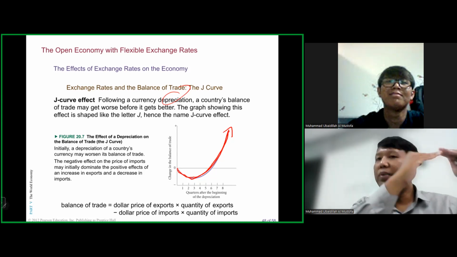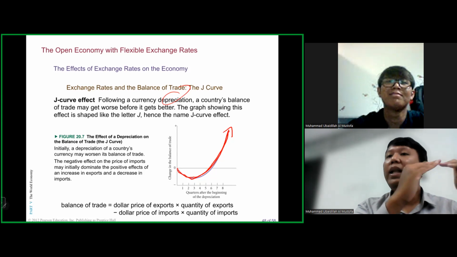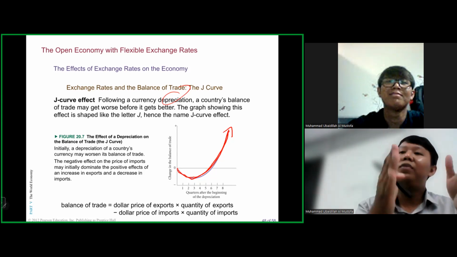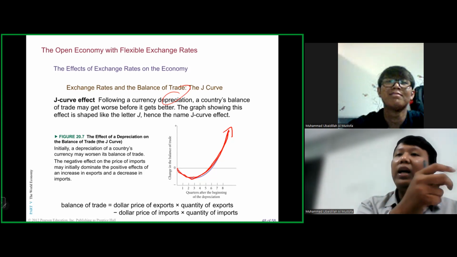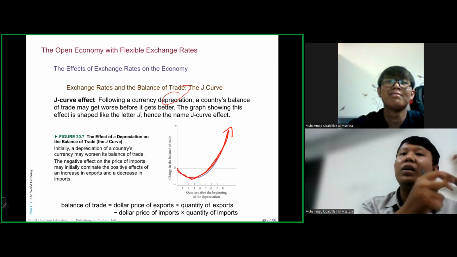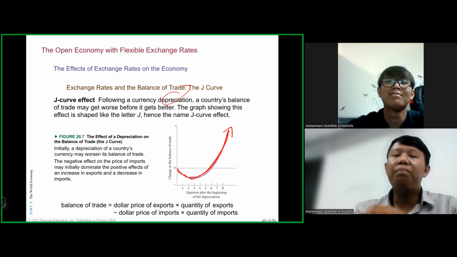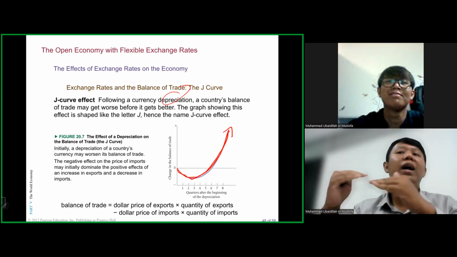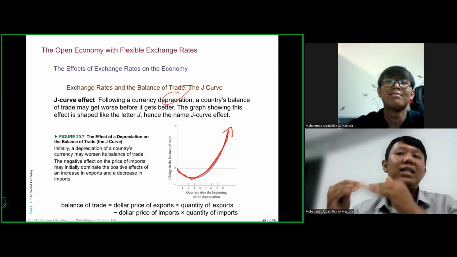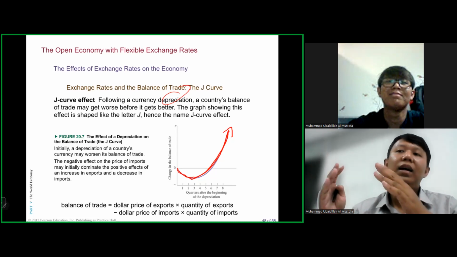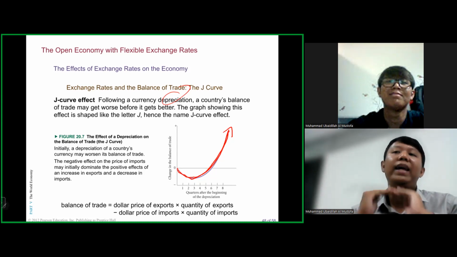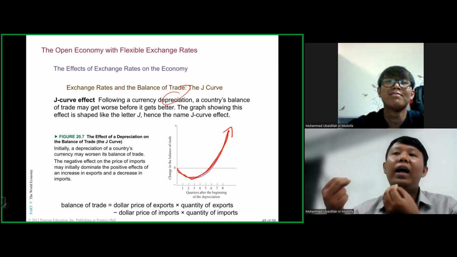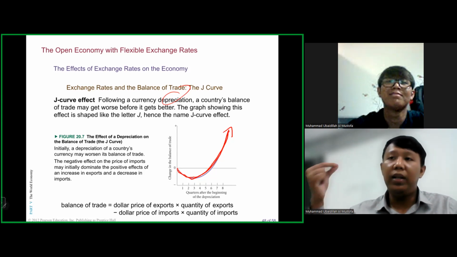So when we have a depreciation, yes, it will give a negative effect on our imports, but after a little bit of time, this negative effect will be offset by the positive increase in our exports. Our products become less expensive compared to others, so our exports will increase. People will buy our products because they are less expensive, thus making our exports increase.